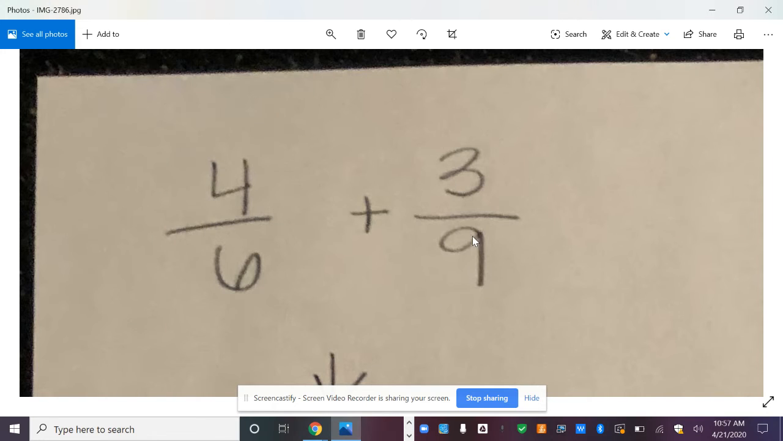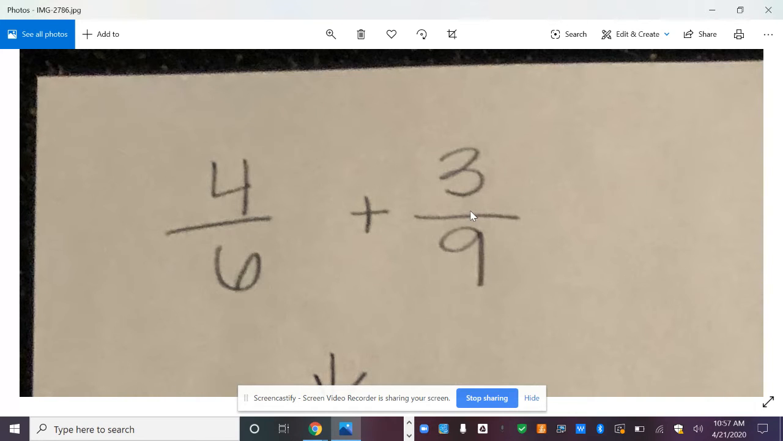Alrighty guys, today we're going to be talking more about adding and subtracting fractions. The first examples that we're going to be focusing on are just basic fractions when there's just a whole numerator and just a denominator. So when I'm looking at the fraction 4/6 plus 3/9, just like I talked about in the previous video, our first job is to make sure that we're finding our LCM.